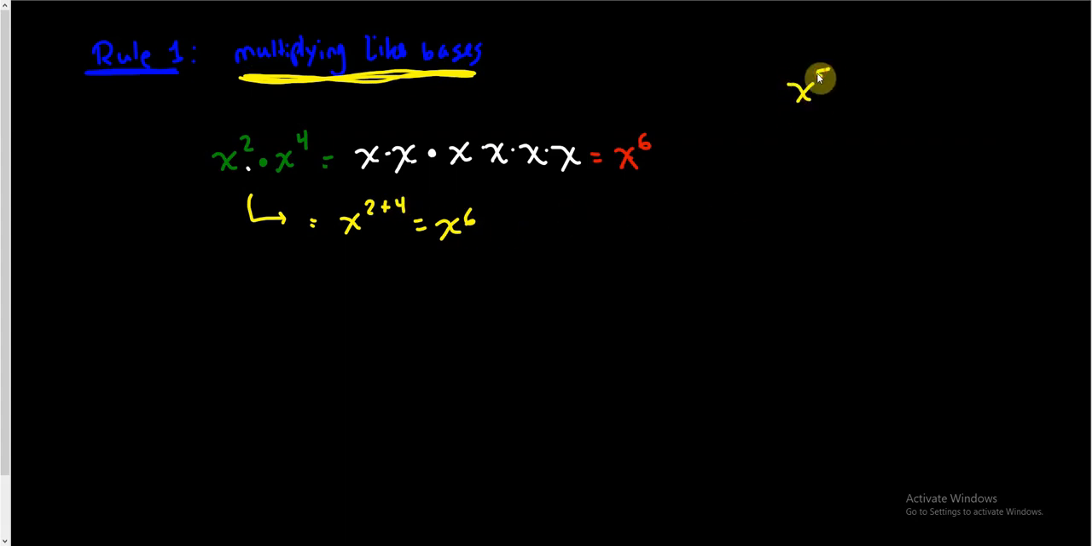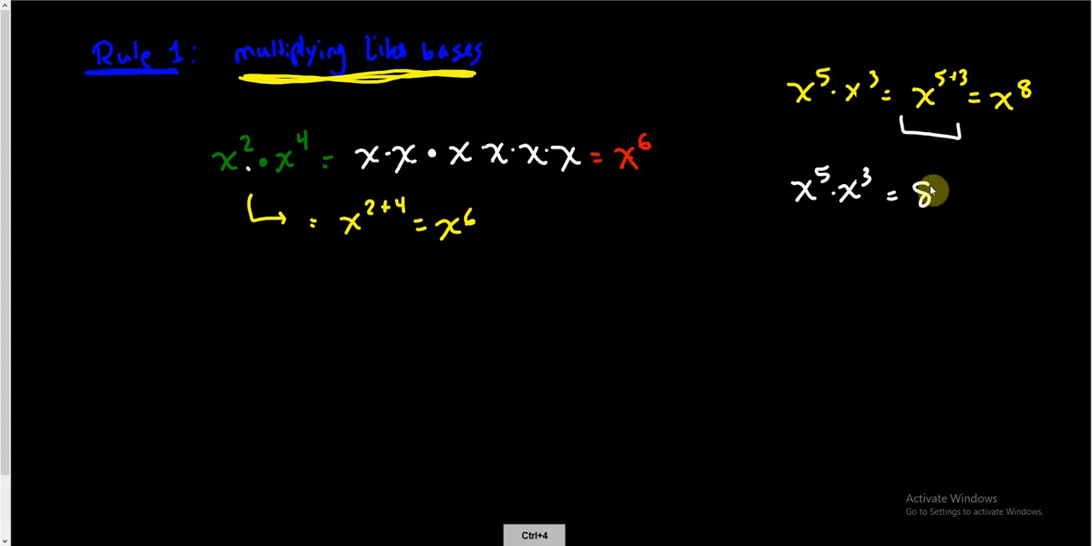Something like x to the 5th times x to the 3rd. Oh, well that's just going to be x to the 5 plus 3, which is x to the 8th. I'm not going to require you to show this step, so a lot of people will be able to just do 5 plus 3 in their heads and jump right to the correct answer and say, oh yeah, x to the 5th times x to the 3rd, that would be x to the 5 plus 3 is 8.